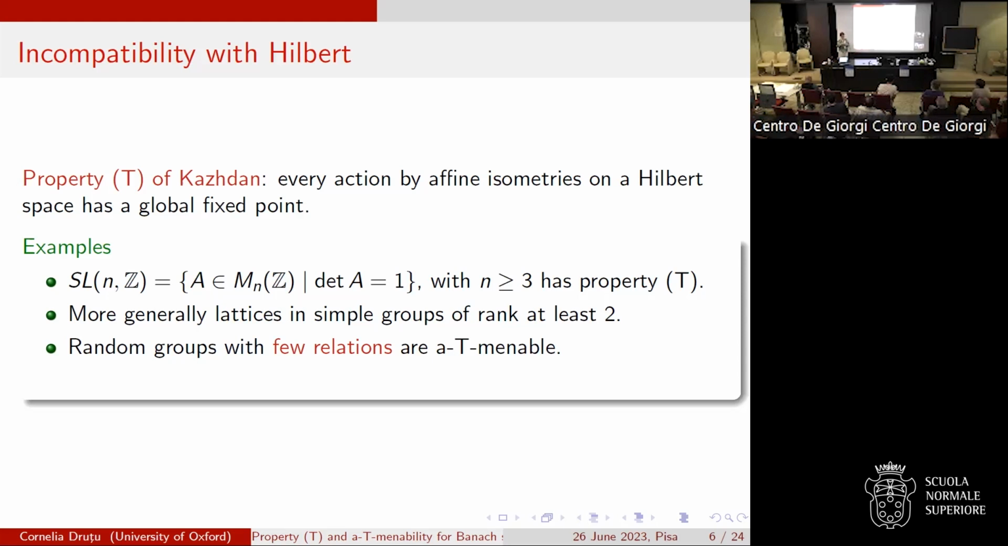So it's a countable class. You can imagine that we exhaust it by finite sets. And so we can construct a theory of random groups, and random groups with few relations are A-T-menable, while random groups with many relations have property T. So there are a lot of groups in both classes, both property T and A-T-menable.